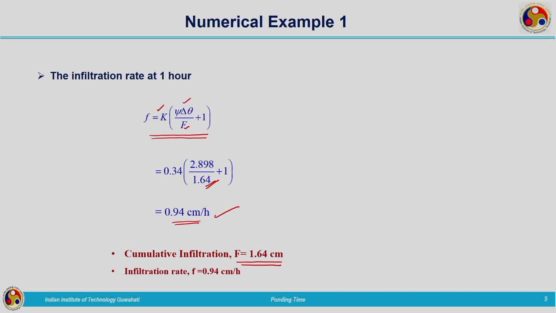By making use of the cumulative infiltration equation, capital F of t was present on both sides of the equation. So, we were doing a successive substitution by making a proper assumption for capital F of t. And we have continued the process until we get a proper match between the assumed capital F of t and the calculated F of t value. So, we can solve one more example.